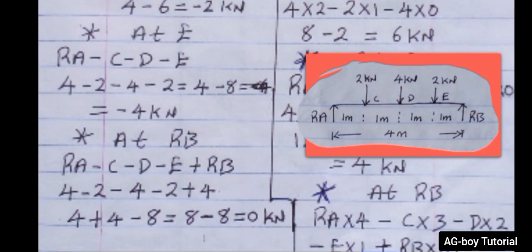We have RA minus point C, point D, point E, and then plus RB. By substituting, our RA is 4 kilonewton, our C is 2 kilonewton, our D is 4 kilonewton, our E is 2 kilonewton, our RB is 4 kilonewton. So this minus 2 minus 4 minus 2 again is going to give us 8 kilonewton. Then this 4 plus this 4 from both reactions add together to sum up 8 kilonewton. Then 8 minus 8, we are going to have 0 kilonewton.